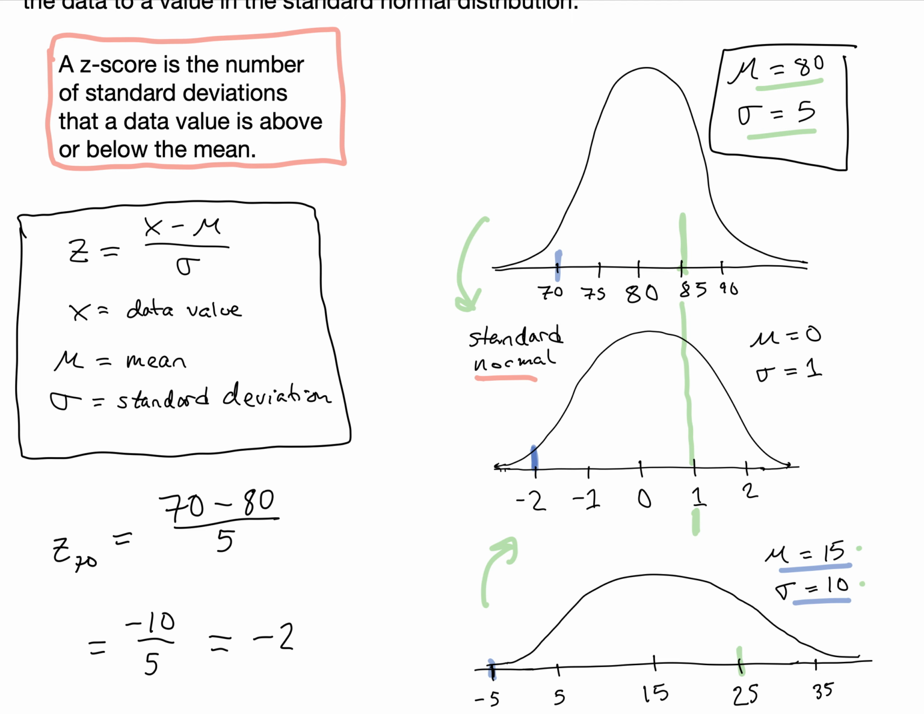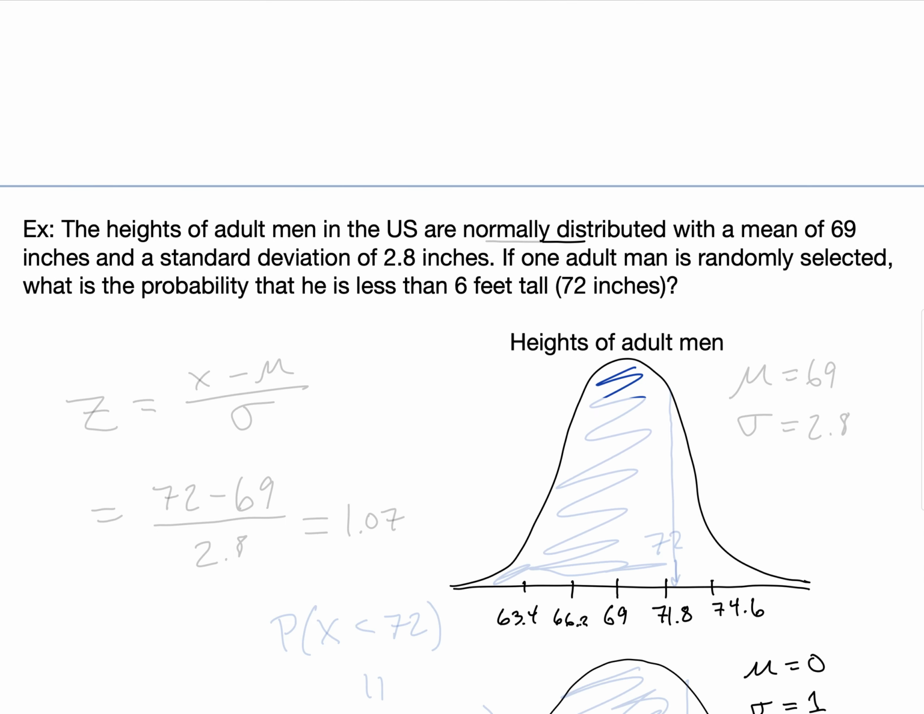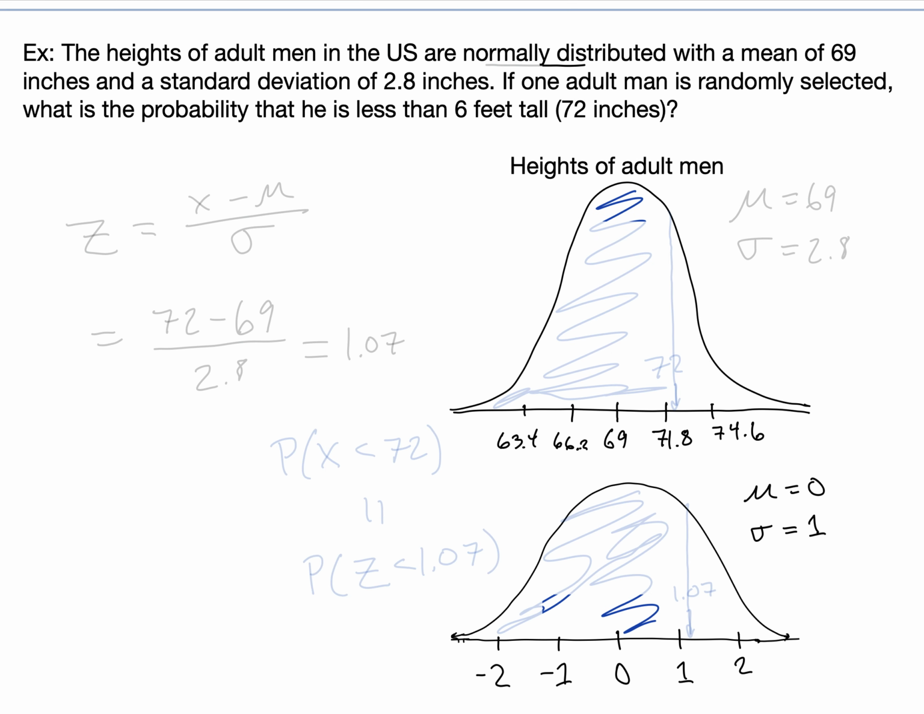So for example, if we're asked about the heights of adult men in the US, and we say that they're normally distributed with a mean of 69 inches and a standard deviation of 2.8 inches, if one adult man is randomly selected, what is the probability that he's less than 6 feet tall, or less than 72 inches tall? So this is a normal distribution because we say that these are normally distributed with a mean of 69 inches and a standard deviation of 2.8 inches. So here is that normal distribution right here.